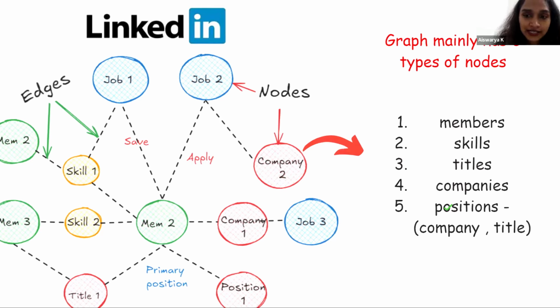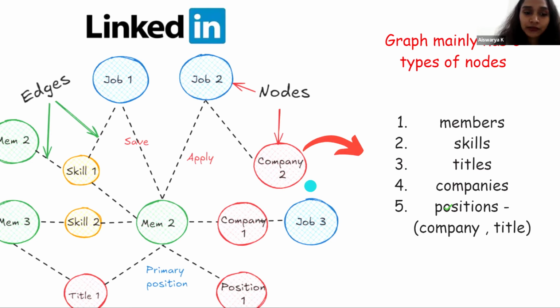Let us see how that graph is constructed. The nodes include all these 6 types, and what can the edges be in this graph? If a person worked at a company, that can be one edge. And if a person has a skill, the connection between the member and the skill can be considered an edge. Here member 2 has skill 1 and skill 2. Member 3 has skill 2. All these can be considered as the edges.